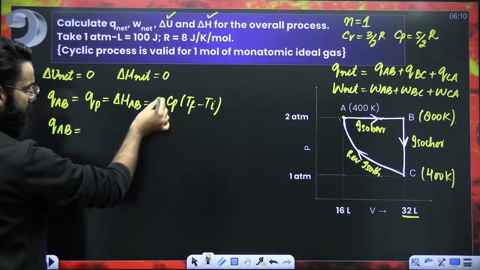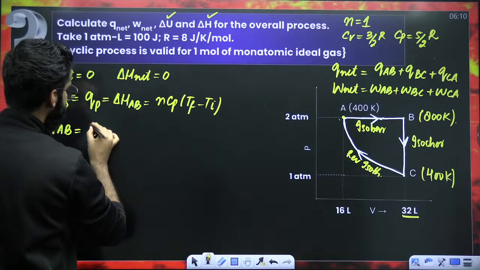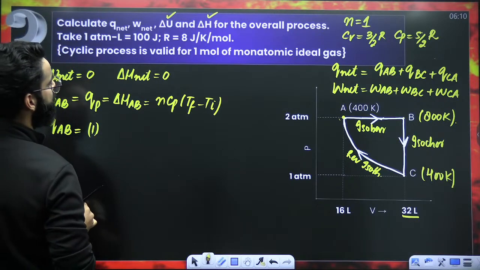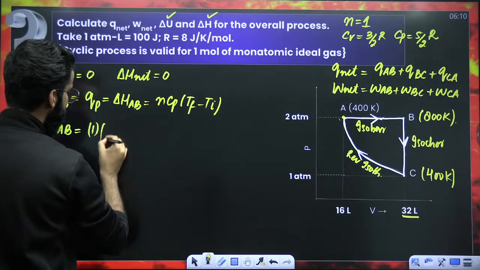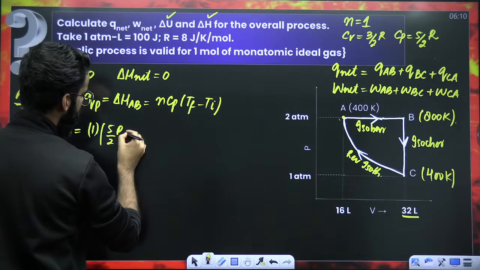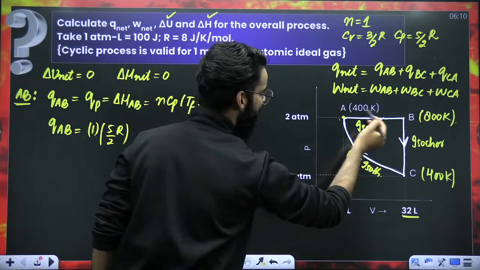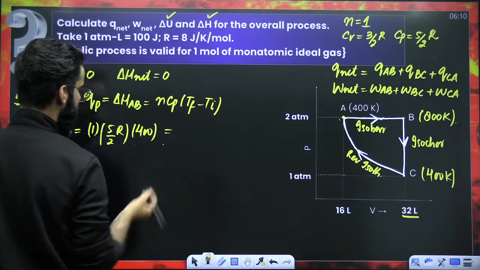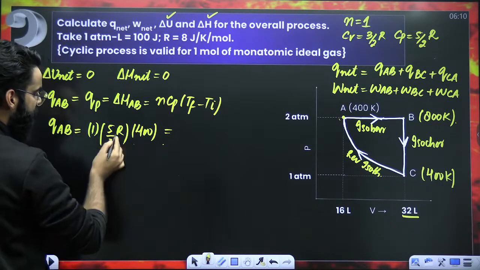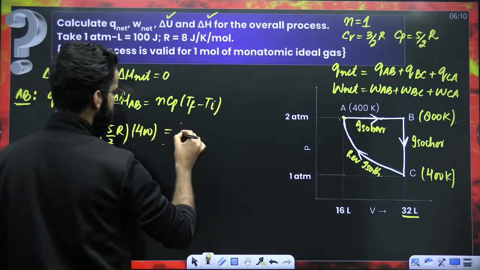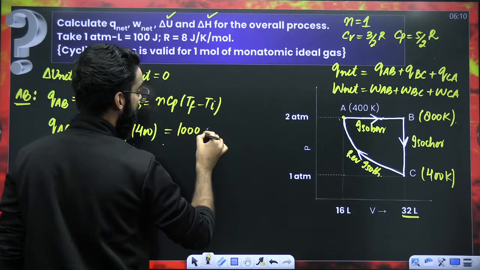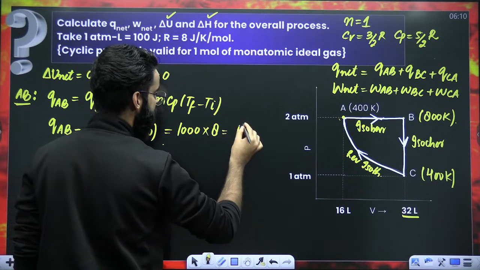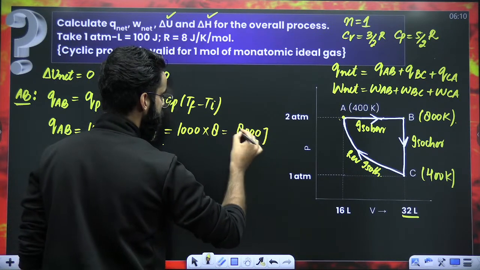QAB from this particular equation will come out to be: n value is 1, CP value as per the equation. Since it's a monatomic gas, CP has to be 5/2 R. Final temperature minus initial temperature, so the value has to be 400. So what is the overall value? 2, 1, 2, 2, 5 2s are 10, so it's 1000 R. R value we have to take as 8, so it is 8000 joules.